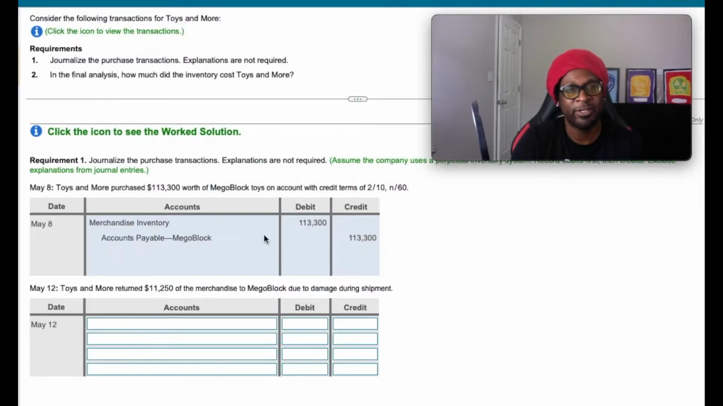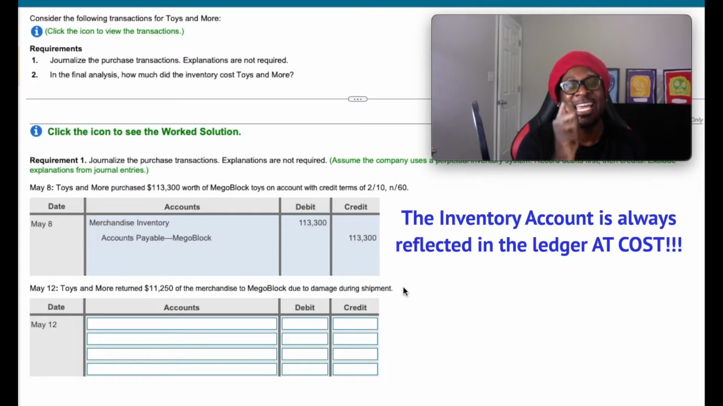Fantastic, gang. Moving on. On May 12th, it told us that Toys and More returned $11,250 of the merchandise to Mega Block due to damage during shipment. Alright gang, so we returned some goods. Here's the deal, a couple of rules I want you to remember. Inventory is always on the books at cost. So what do I mean by that, gang? Anytime you see the value of inventory, whether it's on the balance sheet or on the ledger, it solely reflects how much the particular inventory costs the company.